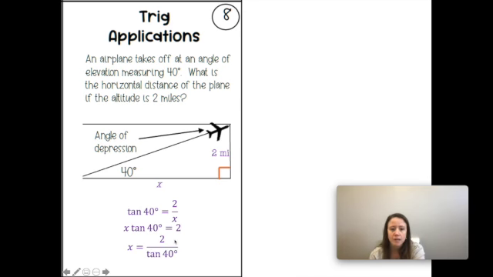And so what I'm typing in my calculator is this right here. 2 divided by tangent 40 will give you the answer, which is approximately 2.38 miles. Again, type that in your calculator. Make sure that you can get that.